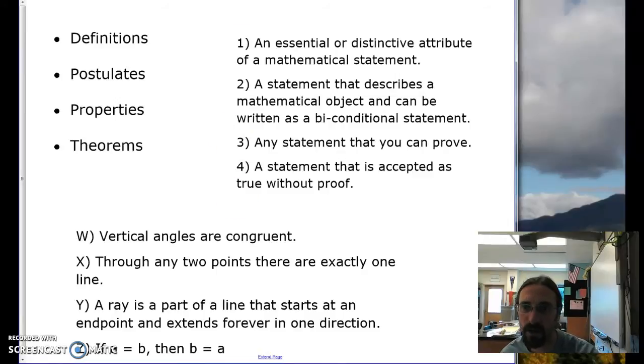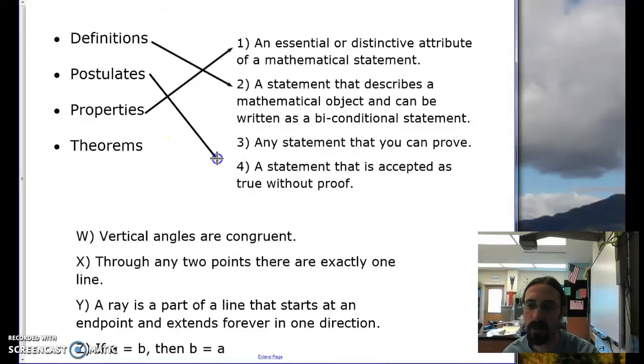Oh, very good. All right, you're back. Let's try it. A definition, of course, can be written as a biconditional statement, right? A property is an attribute of a mathematical statement. A postulate is something we accept without proof. And of course, a theorem is anything we can prove. So when I go down here, I could say, oh, vertical angles are congruent. That is a theorem.